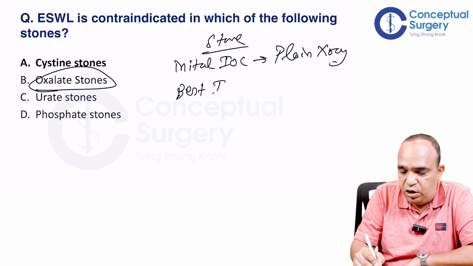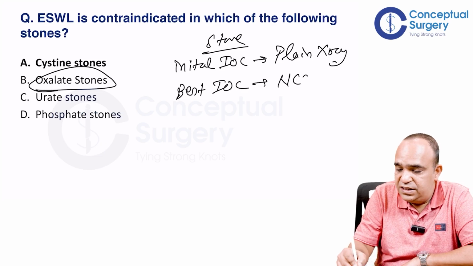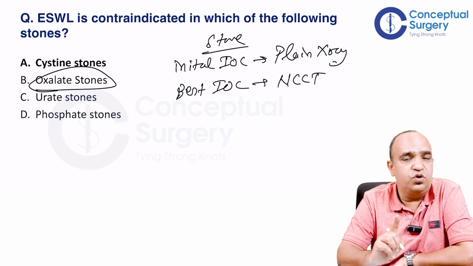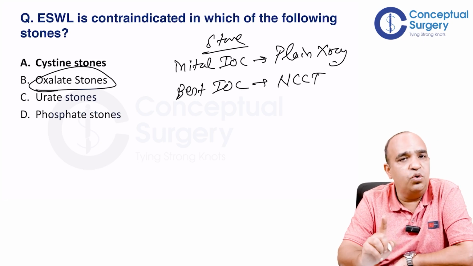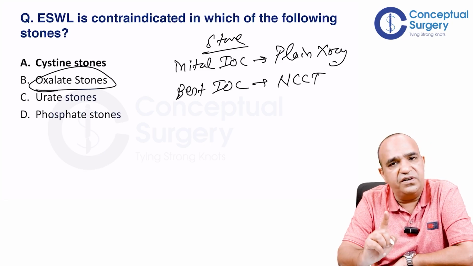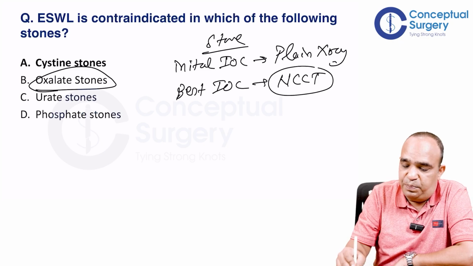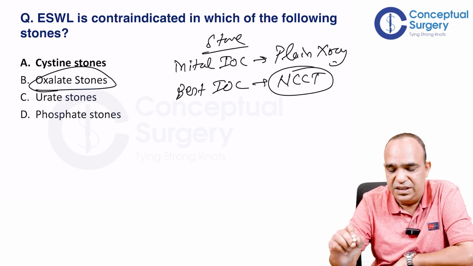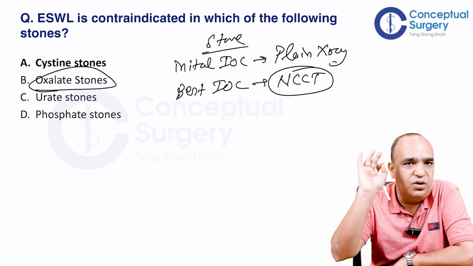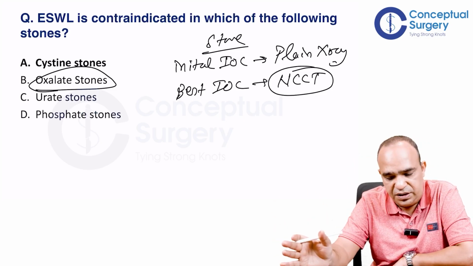Best overall is NCCT. Remember, we don't need a contrast for stones. We need a contrast only when we need to see the excretion of the kidney, if you have a doubt about the functioning of the kidney, the excretion part of the kidney. Otherwise, plain CT scan, non-contrast CT scan is good enough for seeing the stone's exact size, exact location, and you can proceed for the treatment.